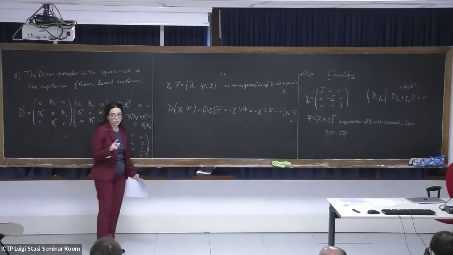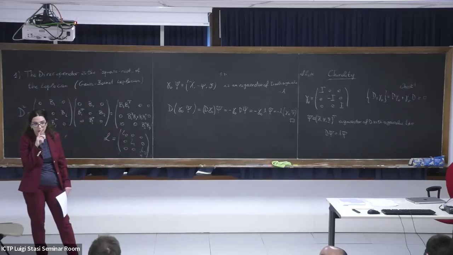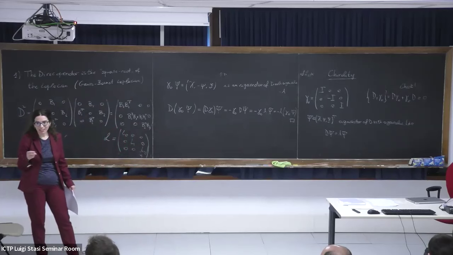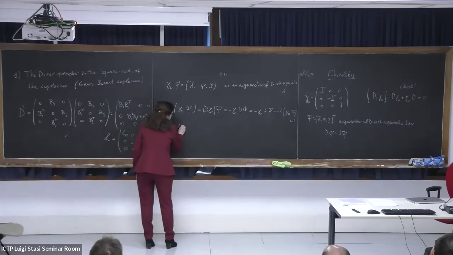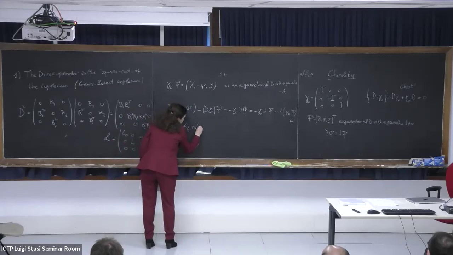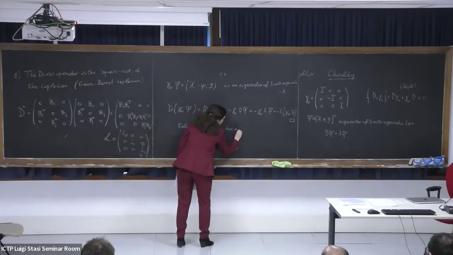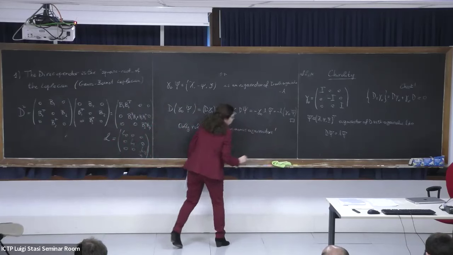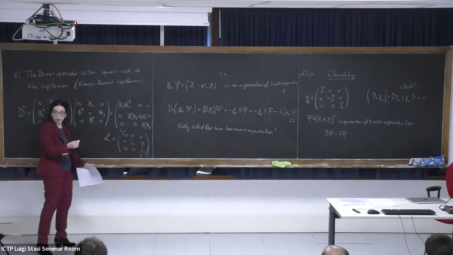But do you notice something? Is there a catch? Is this valid for everybody? For zero, you have to be careful. If lambda is zero, this doesn't work anymore. So this is only valid for non-harmonic eigenvectors. The harmonic eigenvectors, indeed, can be sitting on your nodes, on your edges, and on triangles.